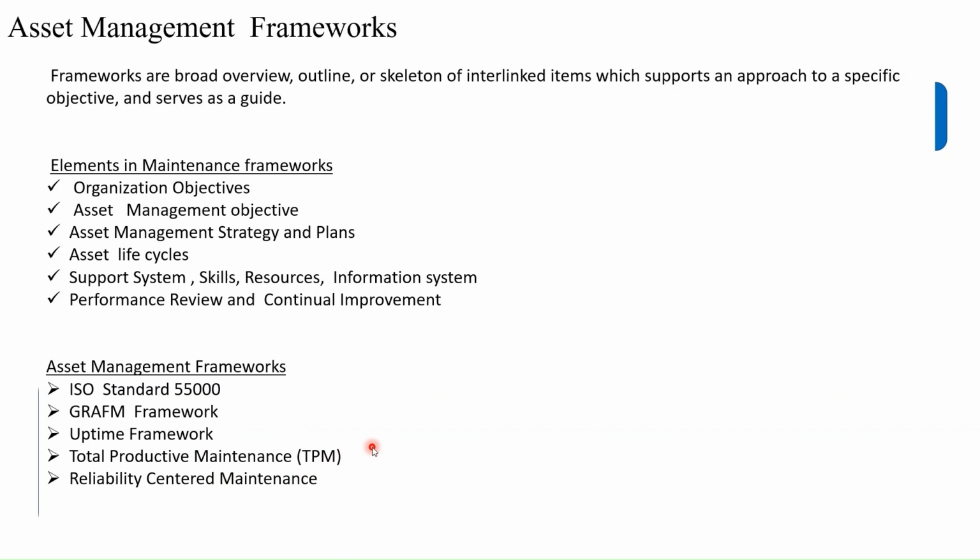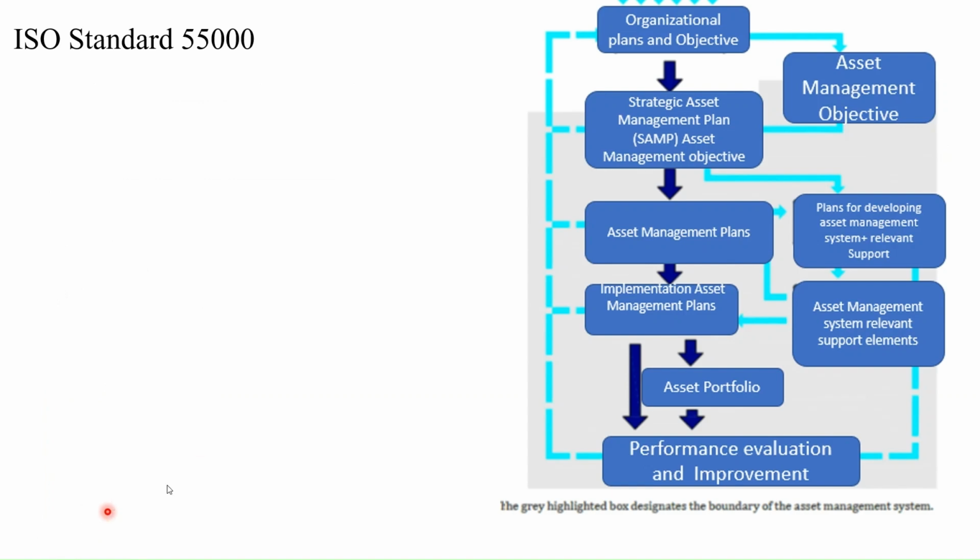Asset management frameworks. ISO Standard 55000, a global standard for asset management that ensures optimized performance, risk control, and cost efficiency. Global Forum on Maintenance and Asset Management, GFMAM Framework, a structured approach integrating governance, risk assessment. Uptime Framework, a methodology focused on proactive maintenance, reliability engineering. Total Productive Maintenance, TPM. Reliability-Centered Maintenance, RCM, a systematic process to determine the most effective maintenance strategy, ensuring equipment reliability while optimizing costs.